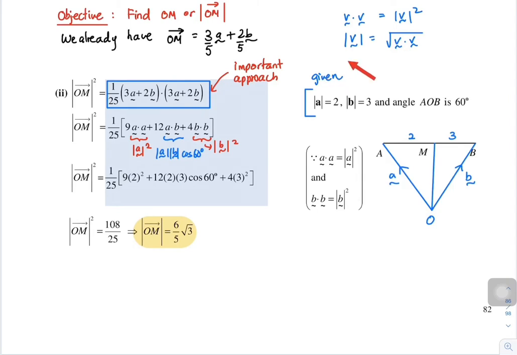Now we take this approach and apply it to OM. So the magnitude of OM squared is equal to the vector OM dot with itself. Now we will do the dot product term by term. A dot A is the modulus of A squared, B dot B is the modulus of B squared, then A dot B, applying the definition of the dot product, will give you the modulus of A times the modulus of B times the cosine of the angle in between. In this question we were given the modulus of A is 2, so we can put in the values for the modulus of A and modulus of B, and the cosine of 60 can be evaluated. From there we can get the modulus of OM squared, and therefore we can get the magnitude of OM itself.